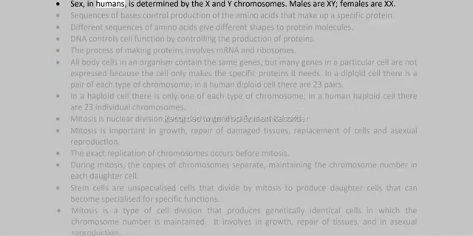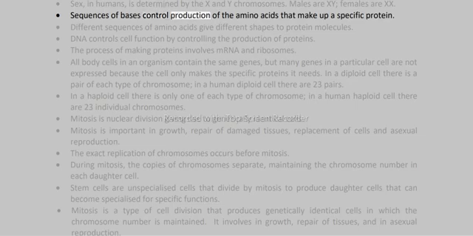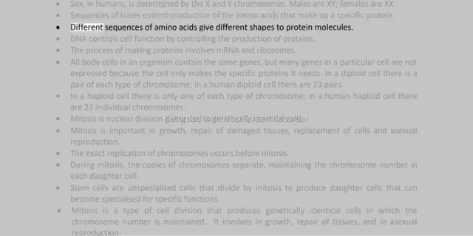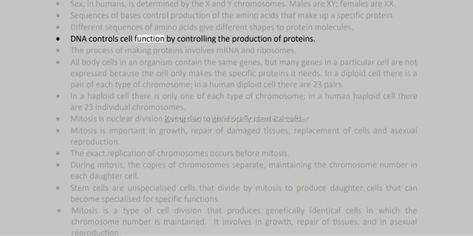Sex, in humans, is determined by the X and Y chromosomes. Males are XY, females are XX. Sequences of bases control production of the amino acids that make up a protein. Different sequences of amino acids give different shapes to protein molecules. DNA controls cell function by controlling the production of proteins.